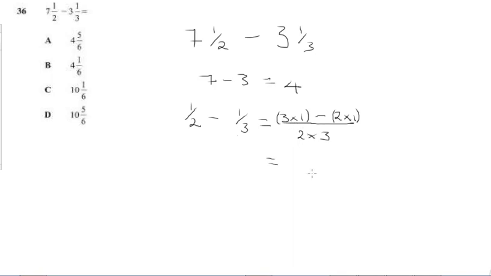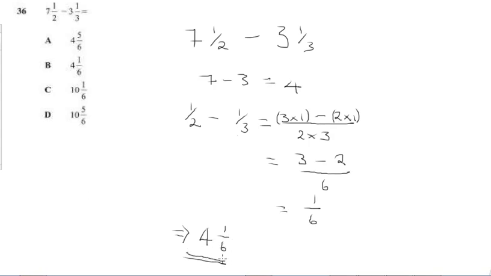3 times 1, grade 7s, is 3. Minus 2 times 1 is 2. And what do we have? 2 times 3 is? 2 times 3 gives us 6. So we have 3 minus 2 gives us 1 over 6. So this is the fraction part. This is the whole number part. So therefore our answer is equal to the whole number part, 4, then the fraction part, which is 1 over 6. And this should be our answer.